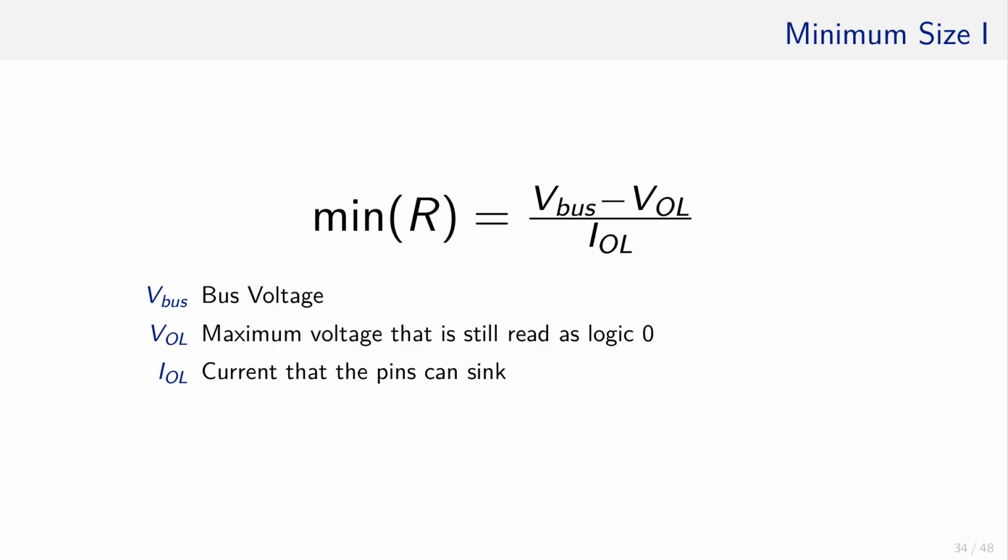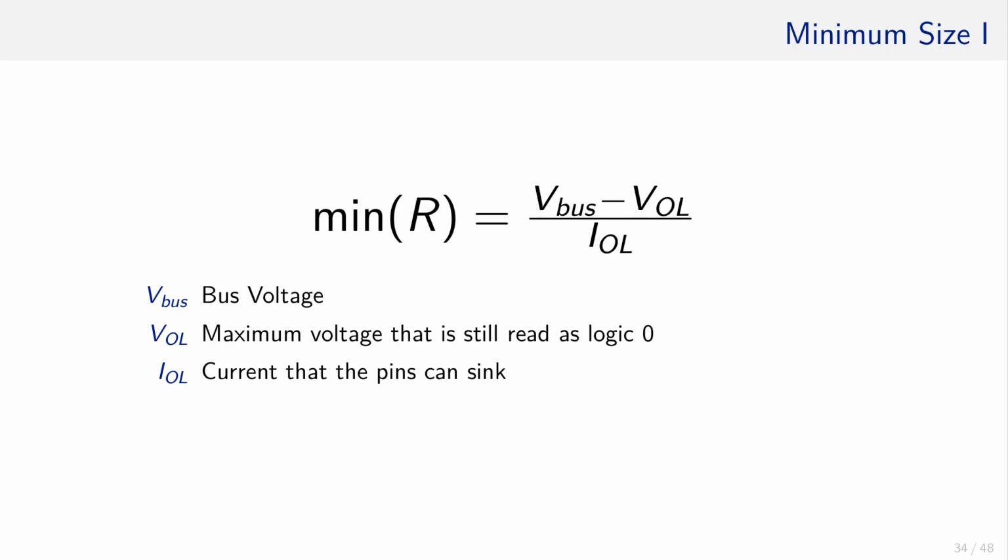First, let's compute the lowest possible value. It is determined by the bus voltage, the voltage which is still recognized as a logical 0, and the current that the pins can sink.